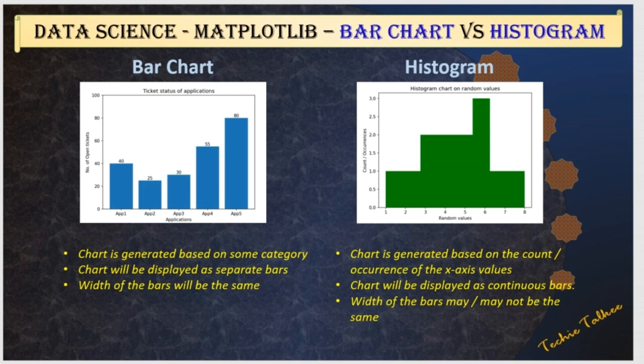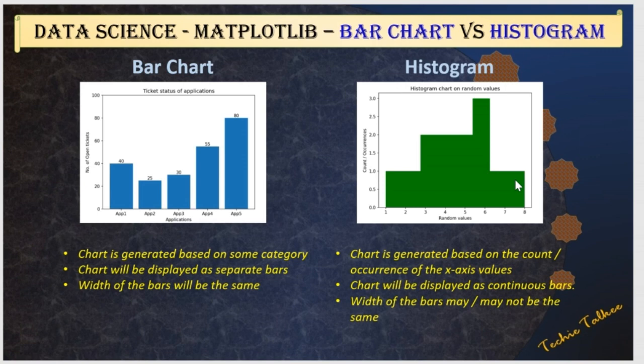Alright, the bar chart was generated based on some category. That is, for each of the applications, we are tracking the open and the close status. In the second chart, we just have the numbers in both the axes. You might be getting a clue on how it is generated.